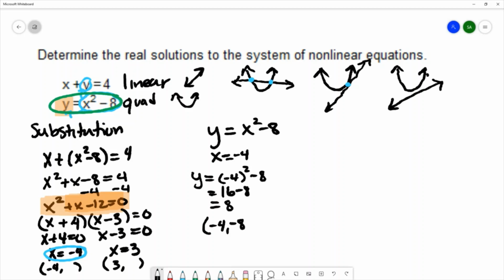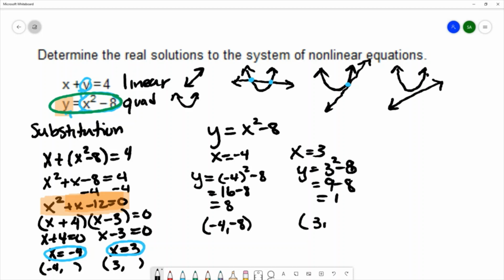Let's find the other one. So now we'll use x equals 3. For x equals 3, y equals 3 squared minus 8, which is 9 minus 8, and that's 1. So the other solution would be 3, 1. So these are the solutions to my system of nonlinear equations. You can also check by substituting these ordered pairs into the original system. So let me clean this up.